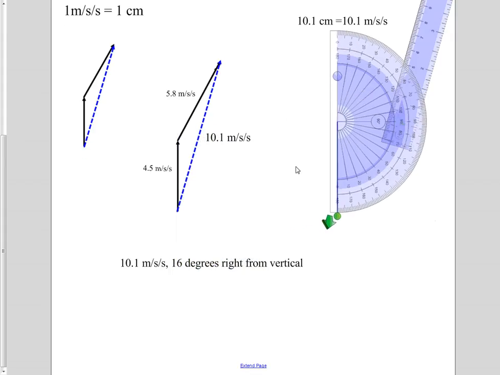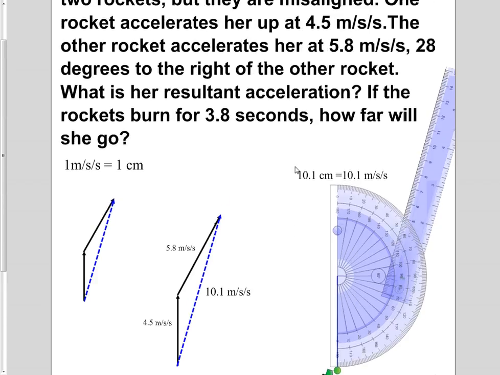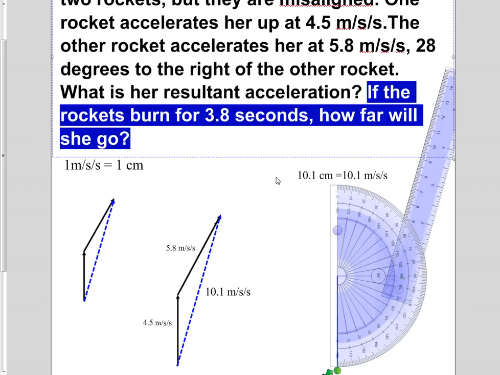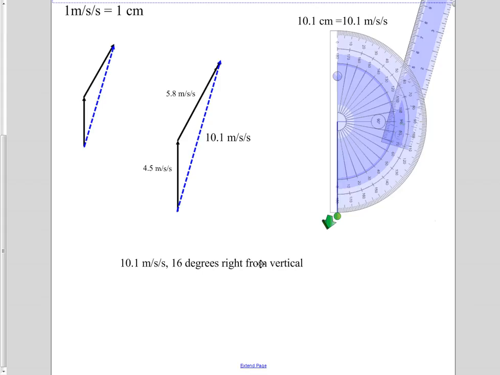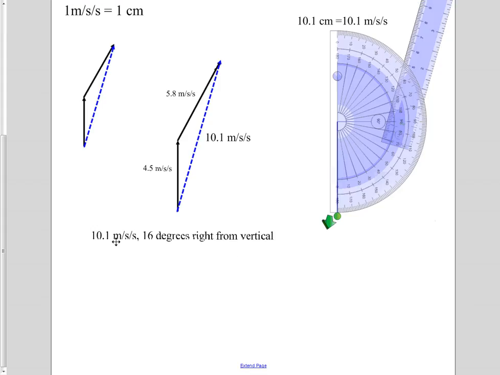That brings us to the second part of this question. So we found her resultant acceleration. And now what we're looking for is the answer to this question. If the rockets burn for 3.8 seconds, how far will she go? Now, in order to do that, we actually need to use this acceleration. That acceleration is what is actually happening to her because she is attached to both rockets simultaneously.